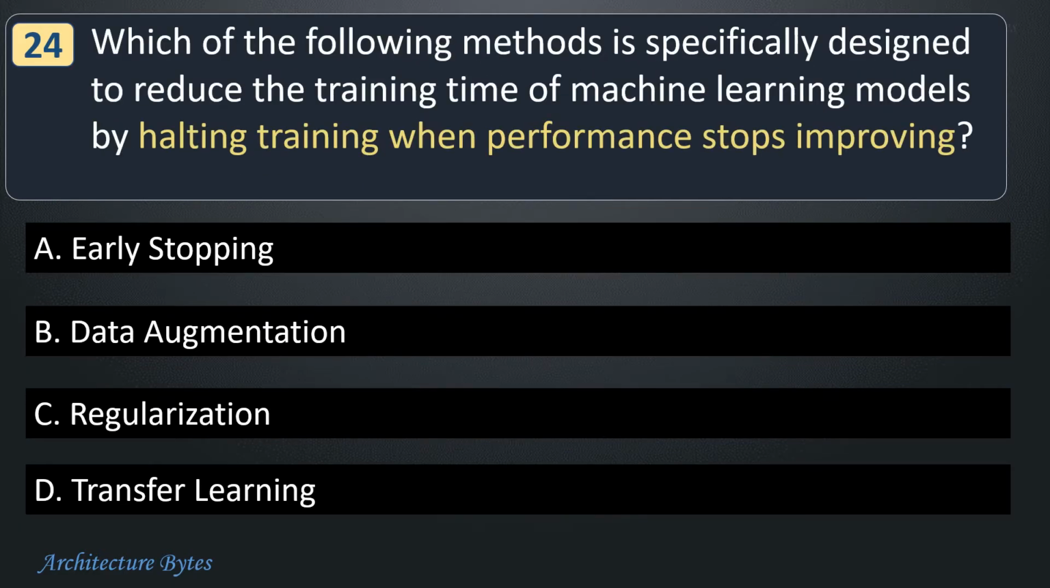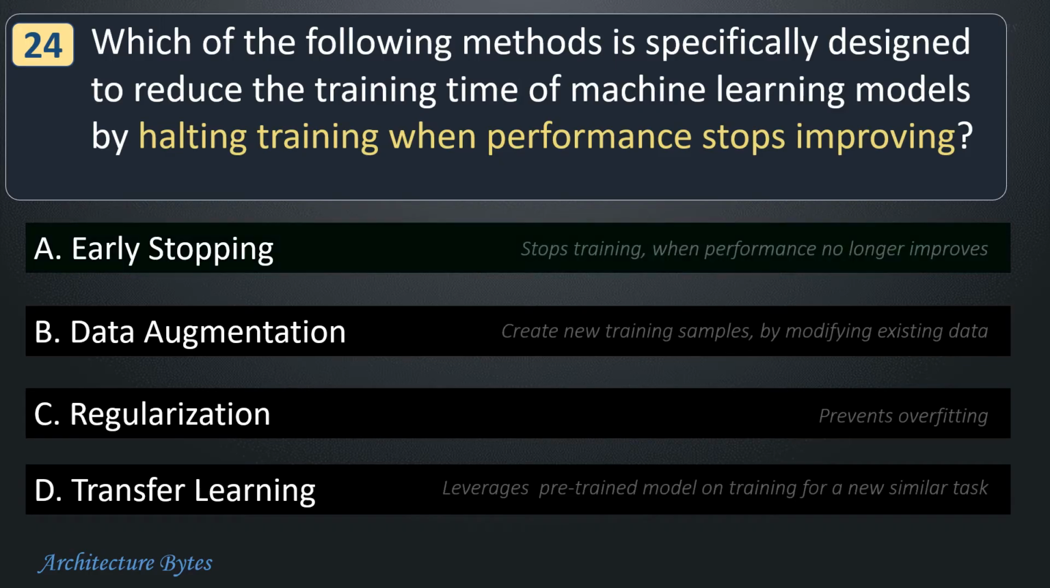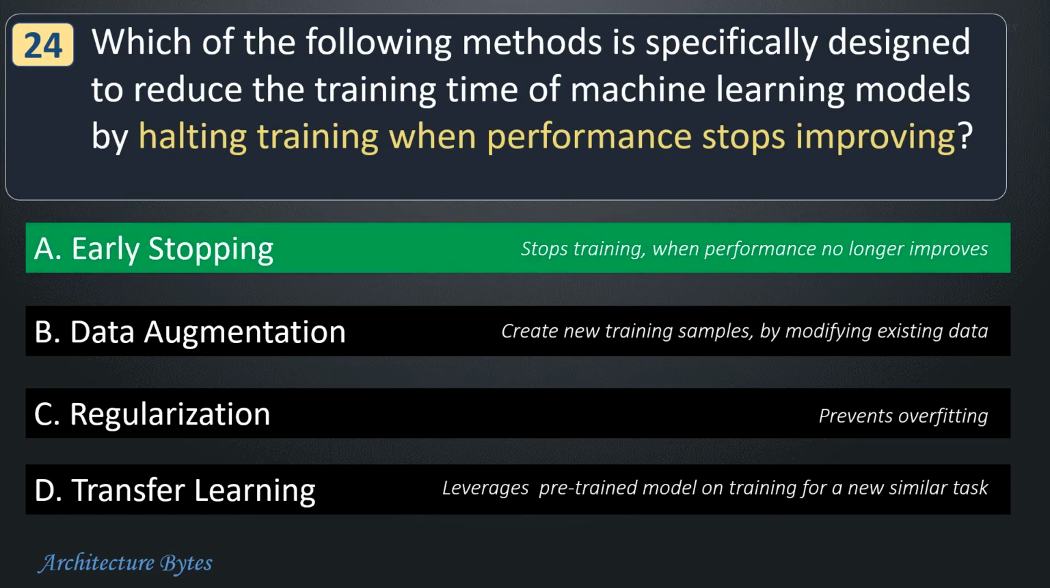Which of the following methods is specifically designed to reduce the training time of machine learning models by halting training when performance stops improving? Our options are early stopping, data augmentation, regularization, or transfer learning. Option A, early stopping, is the right answer here. It monitors model performance during training and stops the process when performance no longer improves, thus saving time.